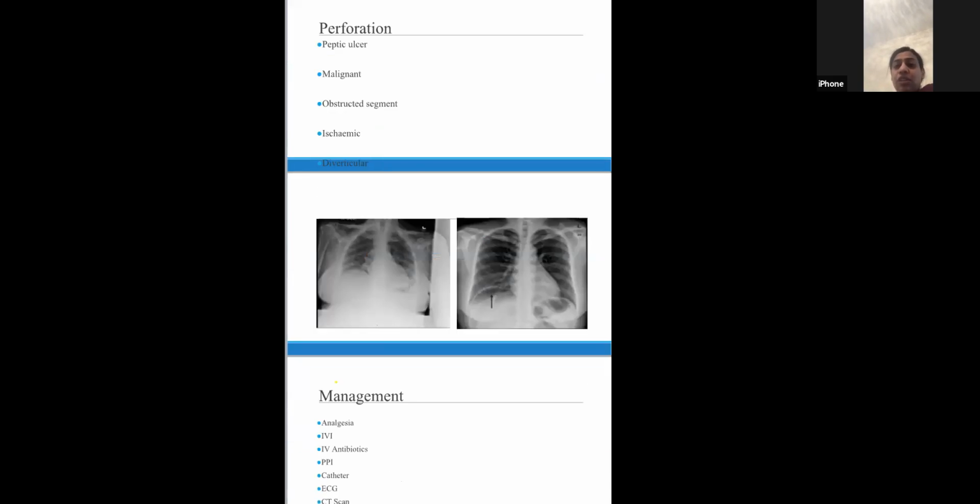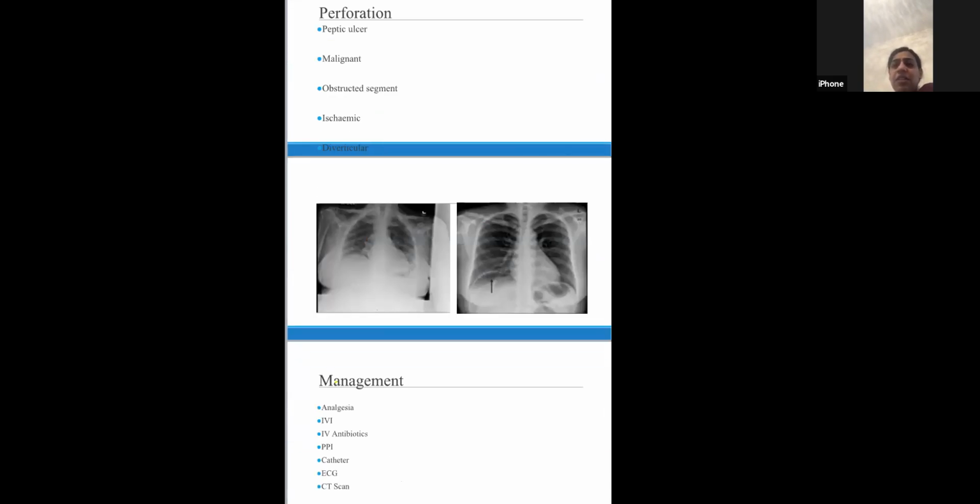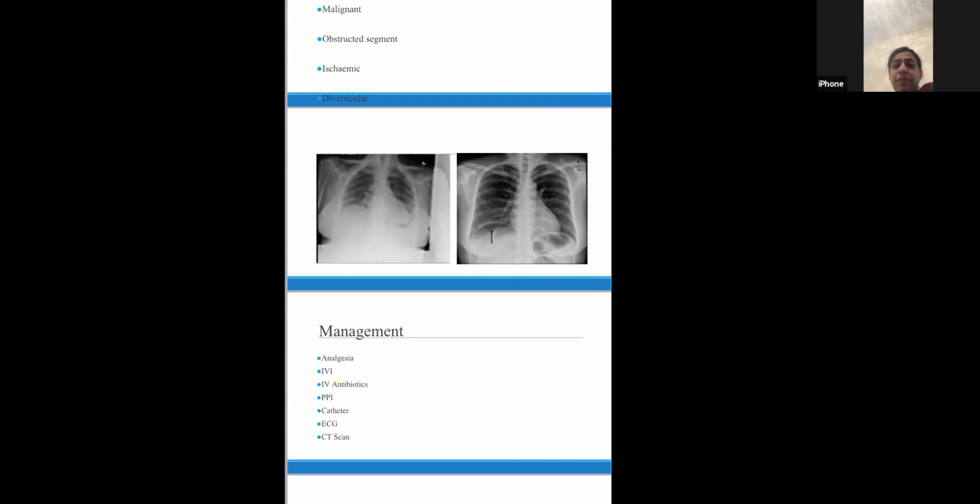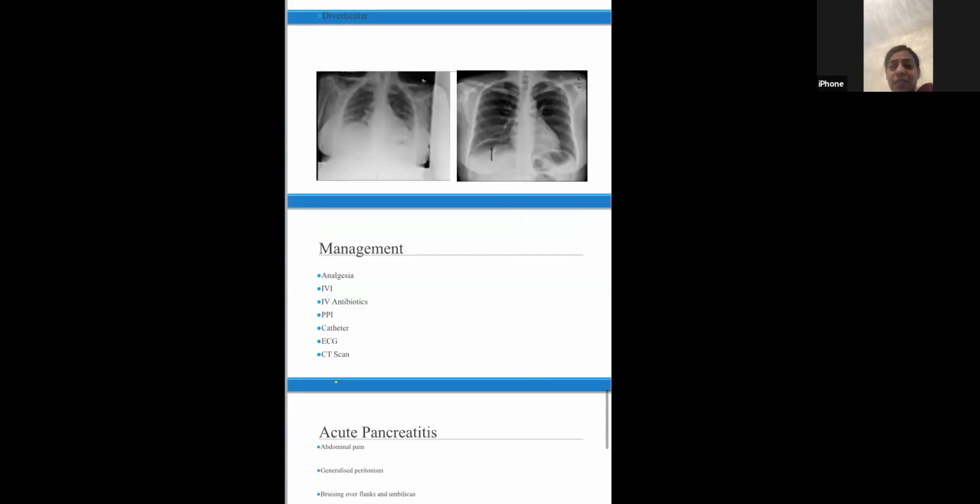So with perforation, again, give them analgesia, give them antibiotics, give them fluids, make sure you've started them on a PPI, get a catheter, ECG, and arrange for a CT scan. That's what we expect from A&E and nothing more than that.